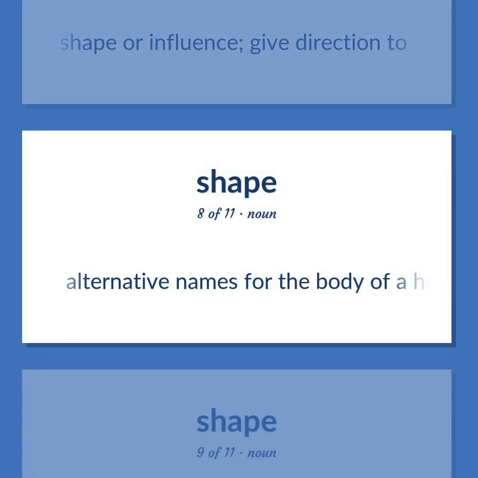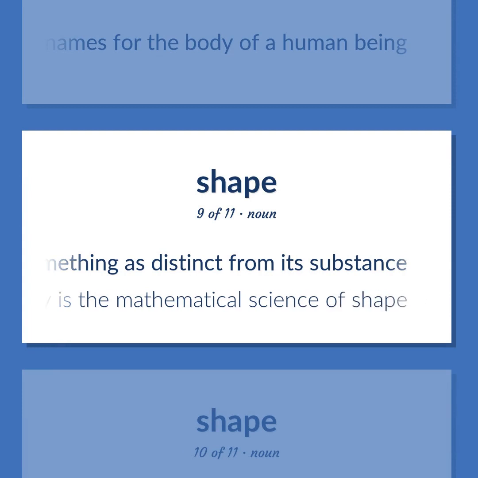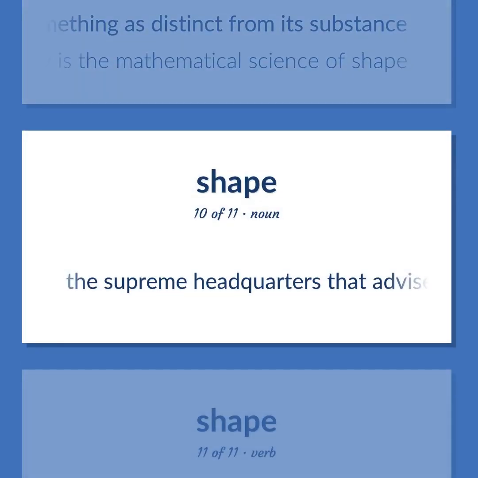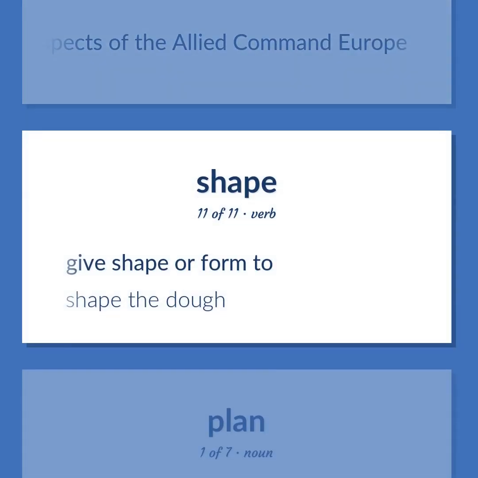Alternative names for the body of a human being. The spatial arrangement of something is distinct from its substance. Geometry is the mathematical science of shape. The supreme headquarters that advises NATO on military matters and oversees all aspects of the Allied Command Europe. Give shape or form to. Shape the dough.